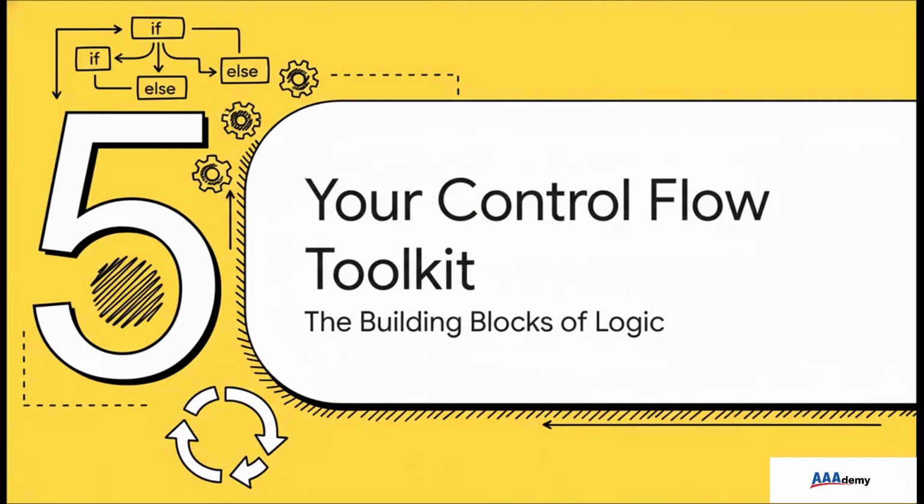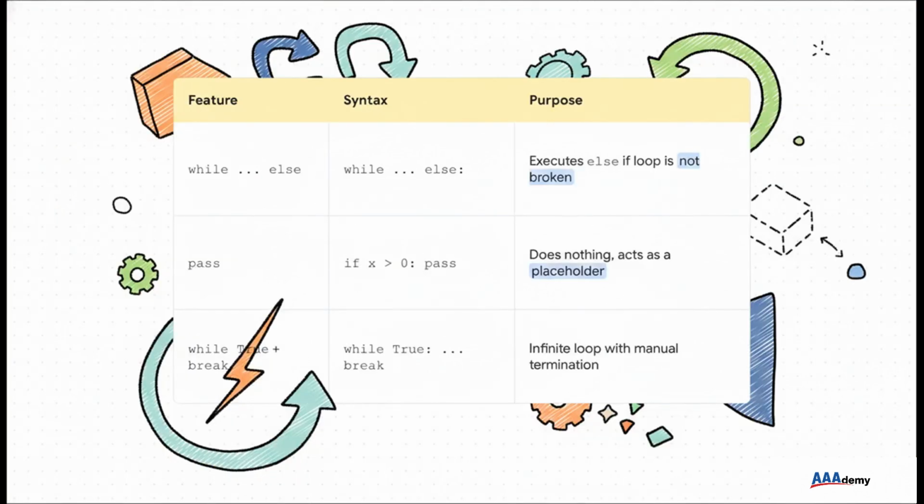So let's take a step back and look at what we've built. This is your control flow toolkit, and these seemingly simple concepts, making decisions with if and else, repeating tasks with for and while, these are the fundamental building blocks that programmers use to construct every single piece of complex software you've ever used. And here's a little cheat sheet for those more advanced patterns we just talked about.